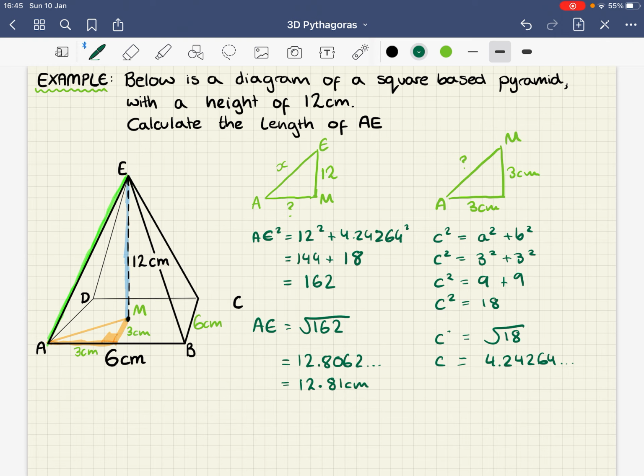They can be a little bit funny, these 3D Pythagoras shapes, but as long as you work through the steps, drawing out the triangles, I highly recommend using highlighters for it. And then it can be just 2 simple, straightforward Pythagoras questions for you to work through. Let me know if you have any questions or any issues, and good luck with the work.